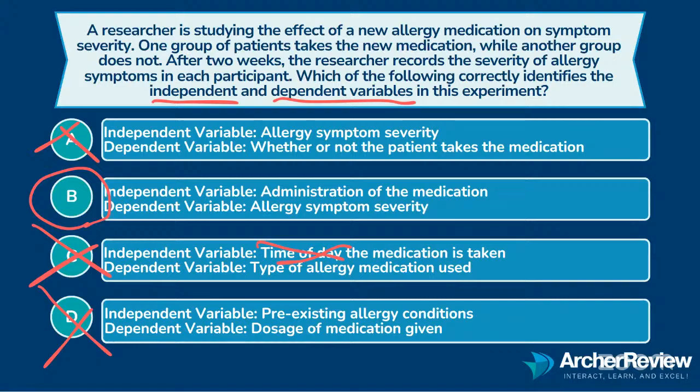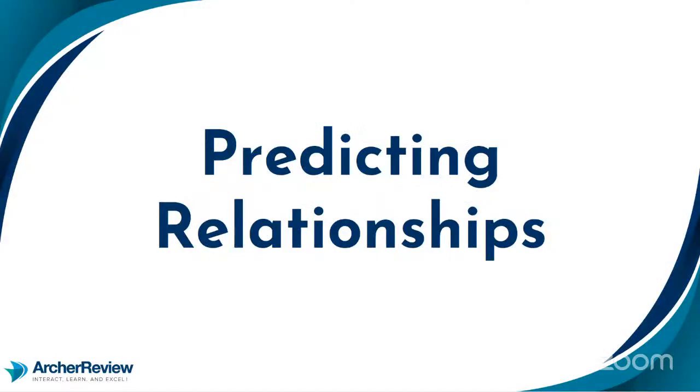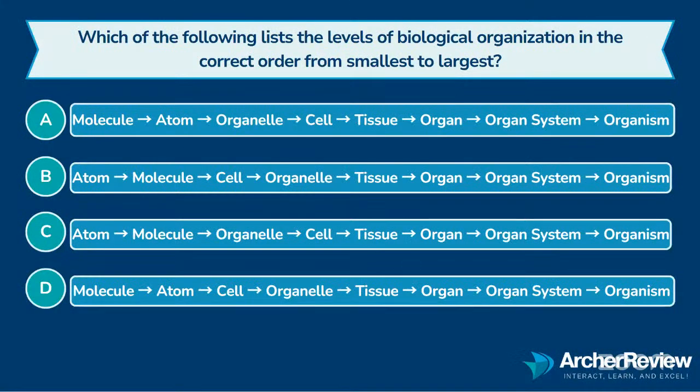All right, we are moving right along here. We are on our last category, predicting relationships. Let's take a look at our first question. Which of the following lists the levels of biological organization in the correct order from smallest to largest?